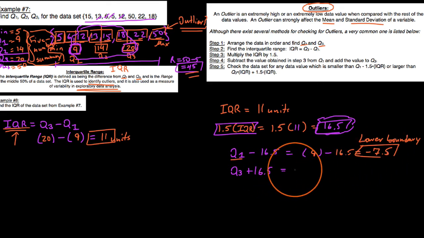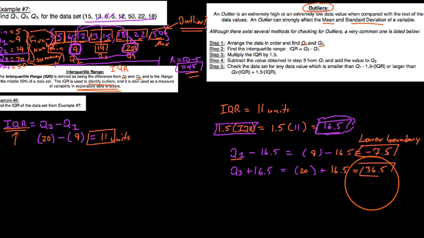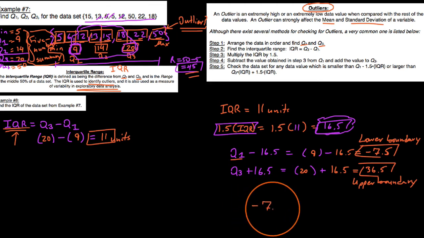And then up here, let's take our Q3, which in this instance is 20. We add on the value of 1.5 times the IQR, and in this case we get a value of 36.5. I'm going to call this our upper boundary. So what we're essentially saying about our data set is this: if there are any data values that fall outside of this range, from negative 7.5 all the way up to 36.5, look at the original data set. This is our range of values for which, if you were inside this range, you won't be an outlier.